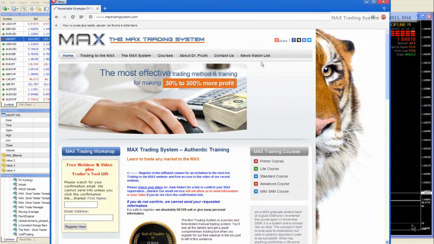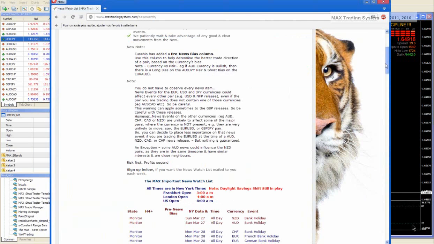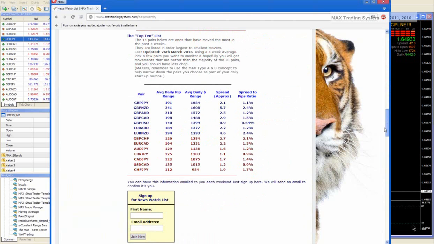maxtradingsystem.com. You have here a link, a news watch list. You can click on that link, and then you will land on the page giving what we consider the important news release this week. There are some explanations on how to use them, and there is later on the page the top 10, and these are usually the best moving pairs. They are the best moving pairs for the last 4 weeks, and so you can choose among them. You can add some additional ones if you want in order to have some pairs to monitor, and you have a high level of priority to choose best moving pairs.